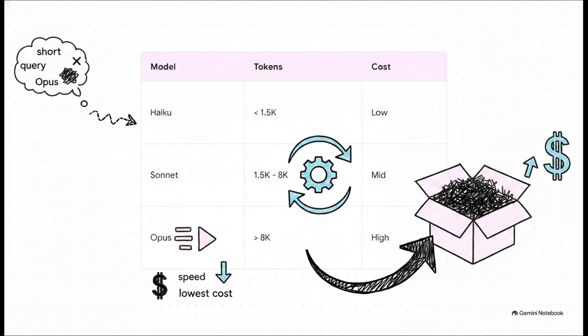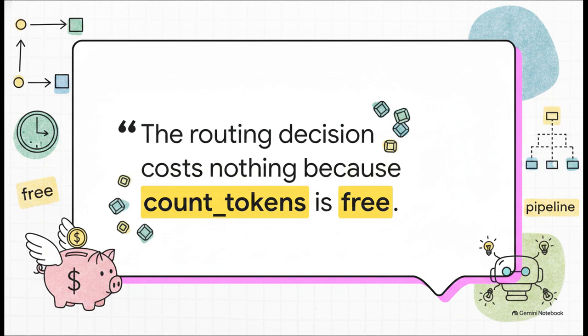So, you use the token count as a routing signal. Short queries under 1,500 tokens get routed to Haiku for sheer speed and lowest cost. Mid-range queries, up to 8,000 tokens, hit Sonnet, and only the genuinely massive payloads above that threshold are sent up to Opus. And here is the absolute kicker. That routing decision costs you nothing because count tokens is free. Boom! You've just added dynamic, automated routing to your pipeline with zero generation overhead.